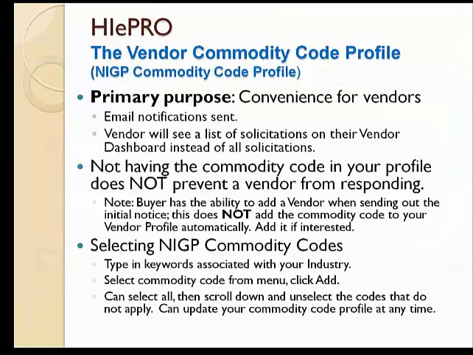Okay, to select commodity codes, use the code table and type in keywords associated with your industry. The fewer words, the better. So when the list pops up, simply select your codes. Once a code is selected from the menu, click Add. After you set up your vendor profile account, feel free to update your commodity code profile at any time by adding new codes or removing current codes that do not apply to you anymore.